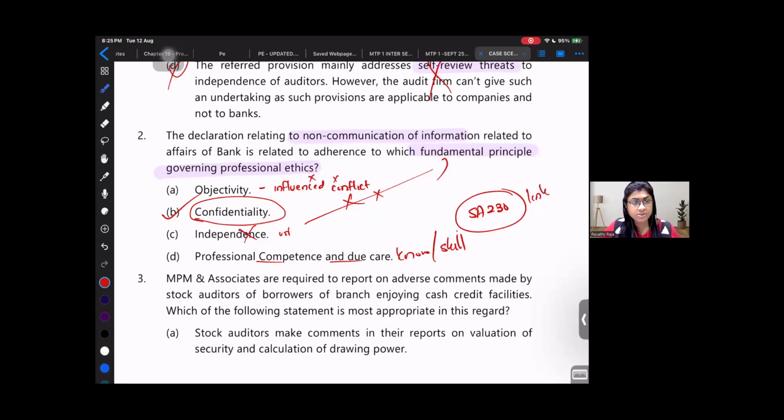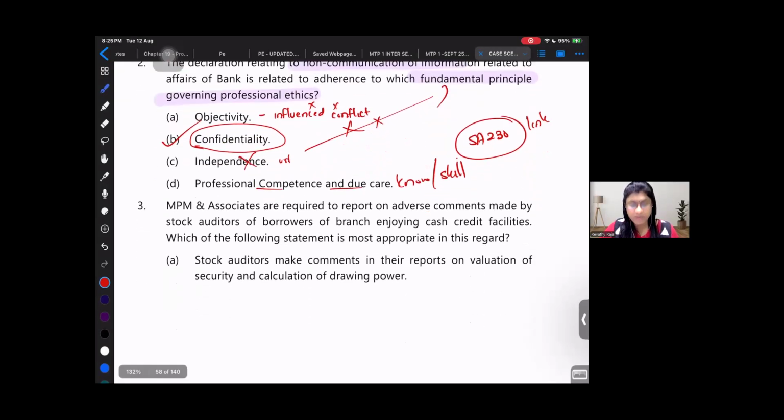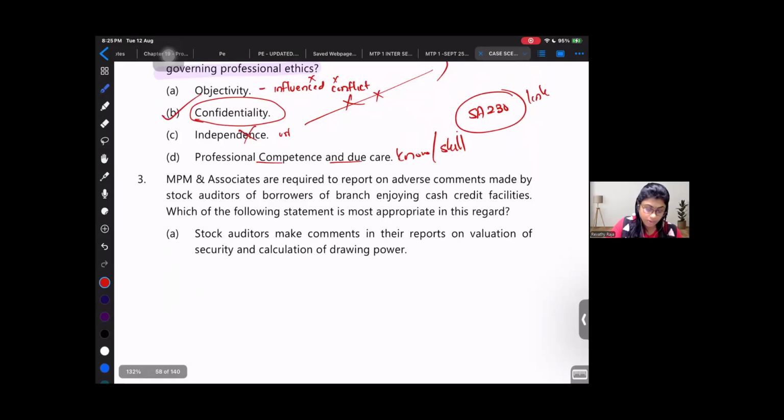Can we go to the next? Third. MPM Associates are required to report adverse comments made by the stock auditors of borrowers of the branch enjoying the cash credit facilities. Which of the following is most appropriate?